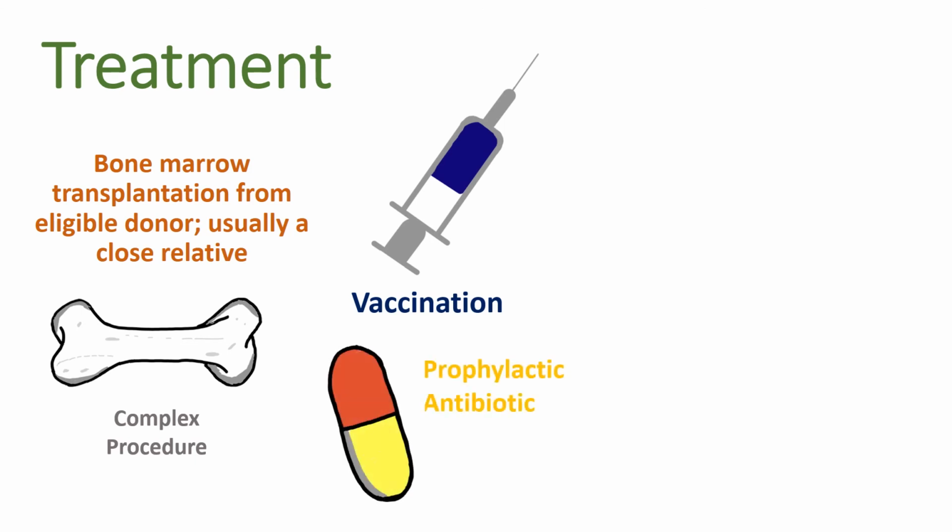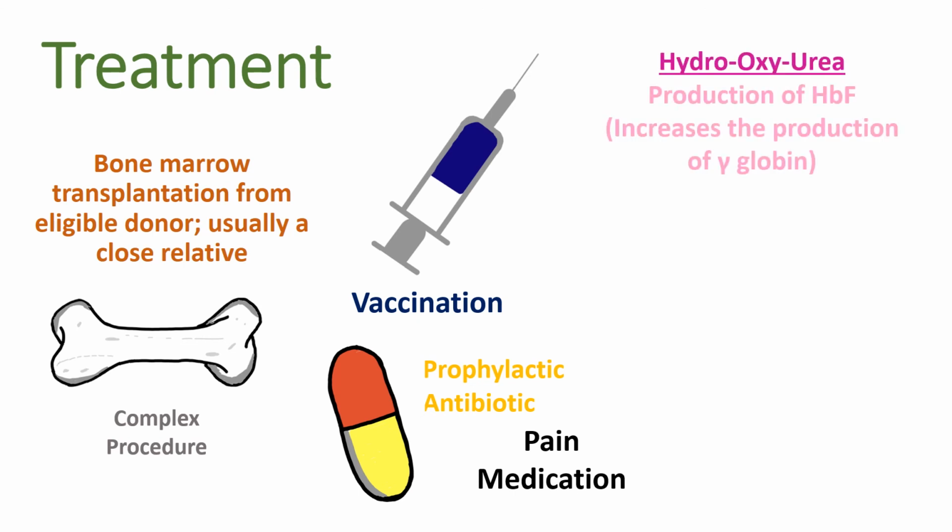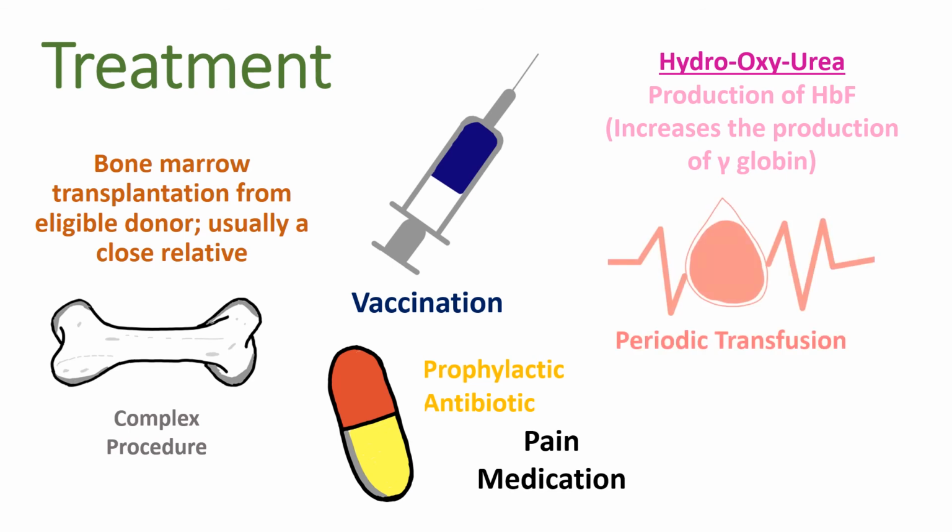Treatment. Treatment includes bone marrow transplantation from an eligible donor, usually a close relative. But believe me, it's a very complex procedure. Yet we have a lot of therapies and procedures that help us to better our life. For example, vaccination and prophylactic antibiotics to fight and suppress infection. And we have pain medication during crisis. And we have hydroxyurea. It promotes the production of fetal hemoglobin. And we have periodic blood transfusion.